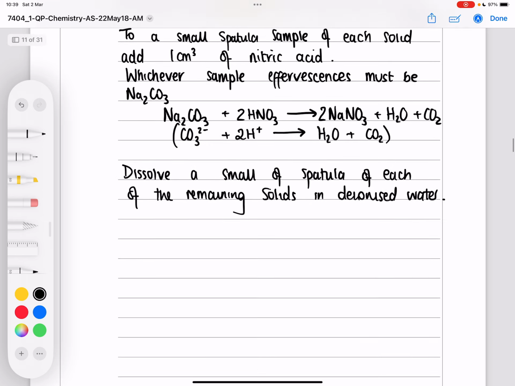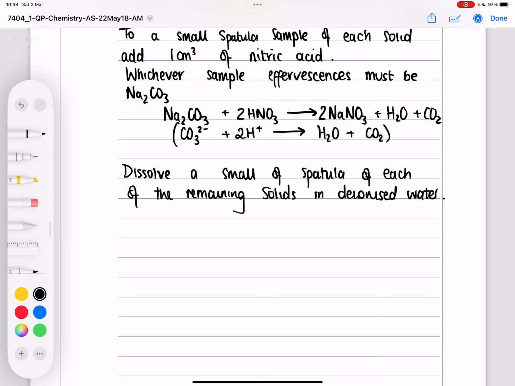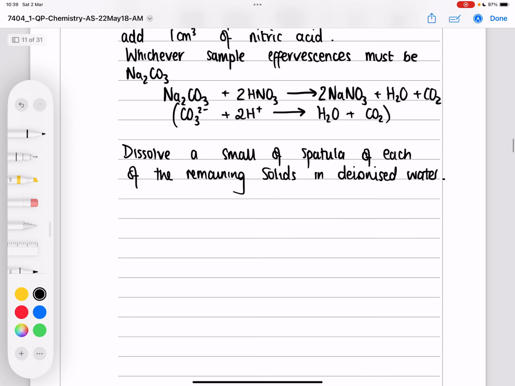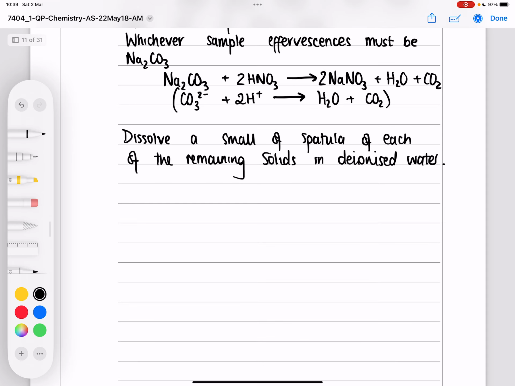Now, we need to be careful because if we hadn't used deionized water, we could get false positives from carbonate ions in the water giving us silver carbonate, which is a white precipitate. But because we've used deionized water, we don't need to add acid to remove carbonates. Had we not used deionized water, then it would be essential to add acid to remove any carbonates in the water that might give us a false positive test here. So we dissolved a small spatula in deionized water.